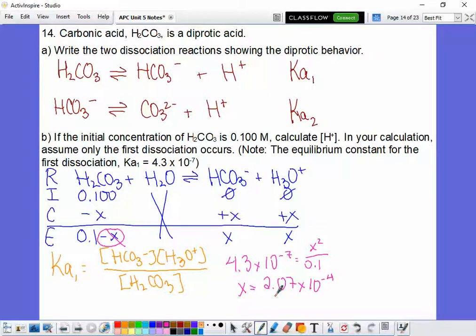2.07 times 10 to the negative 4, right? Now, what did this problem ask me to calculate? H plus concentration, not pH. If we wanted pH, we would then do negative log of that. But we wanted H plus concentration. I have not fully answered the problem. What am I missing? Units. What are my units? Molarity. And I also have to indicate that this equals the H plus concentration.